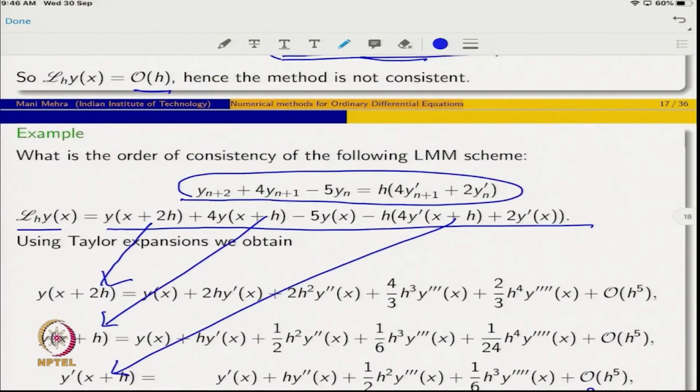So, this way you can also determine the order of any difference scheme which is given to you. If it is a consistent difference scheme, you can determine the order. In fact, you can also prove whether it is consistent at all or not. That is what we have seen in the previous example.